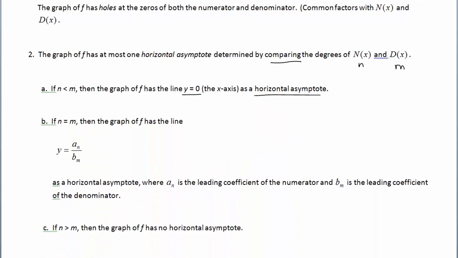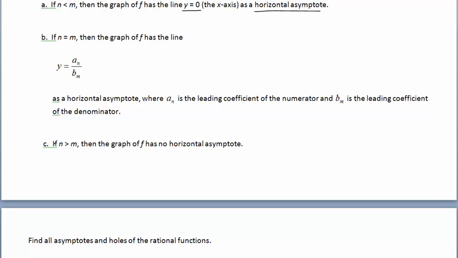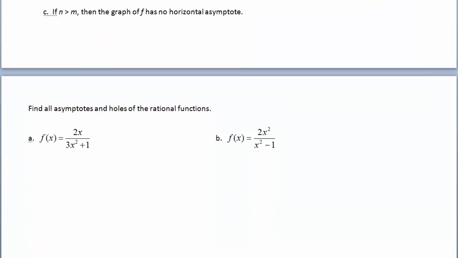Okay, well, that's not the only way that those degrees would compare. What if they're equal? Then it goes on to say that we have a horizontal asymptote, and it's going to be the leading coefficient of the numerator over the leading coefficient of the denominator. We'll see that on the back when we do some examples. And then it says if n is greater than m, if your exponent on top is bigger than your highest exponent at the bottom, then we don't have a horizontal asymptote. That's going to actually produce a slant asymptote, but that's not of concern for us in these notes.